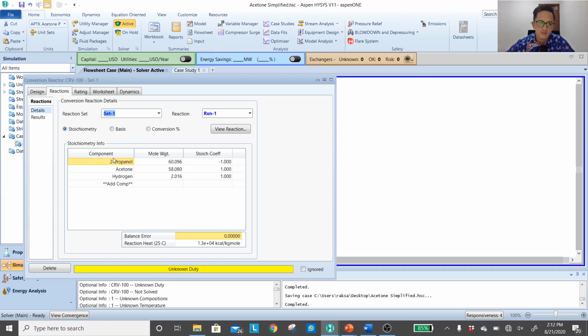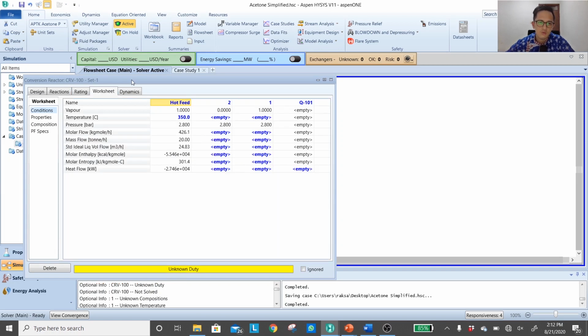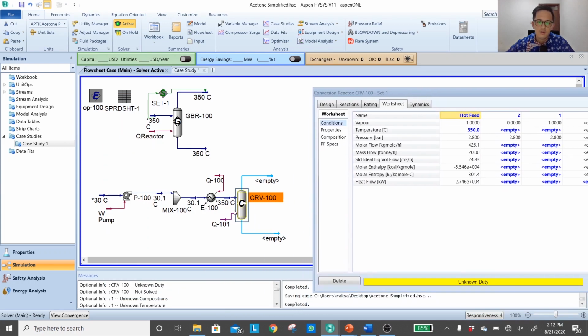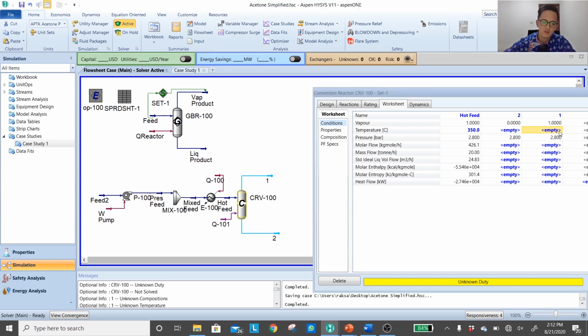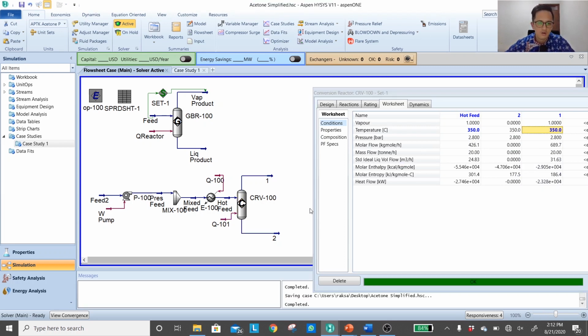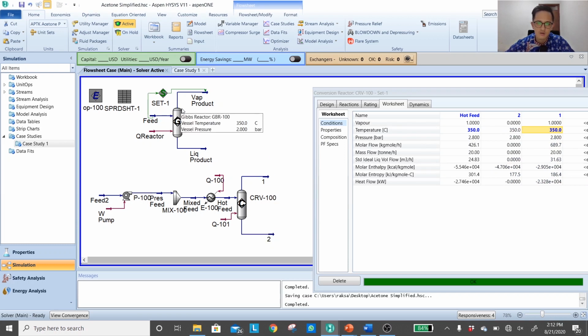Okay, now it appears: unknown duty. Why? You probably notice over here, because we now add another energy stream into the reactor. Now we have to link with the, add another input. Okay, so again, same technique as with the Gibbs reactor. We'll put the same temperature for the top product, which is stream 1, so S350. Or even if you want, you can also link it using the set manipulator as described in the previous video.